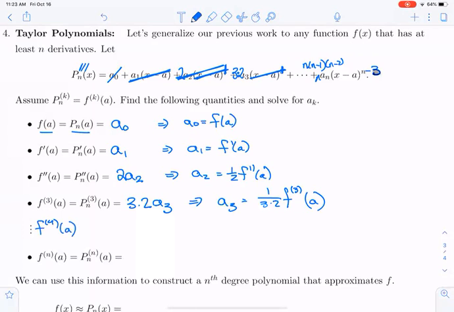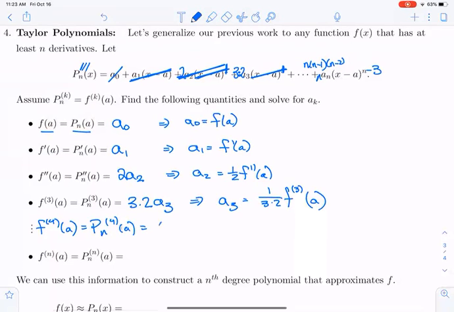Now let's go ahead and put the fourth derivative in there. And hopefully what you'll see is that the fourth derivative of this function at a ends up being 4 times 3 times 2 a4. So that a4 is actually going to be 1 over 4 times 3 times 2 times the fourth derivative at a.